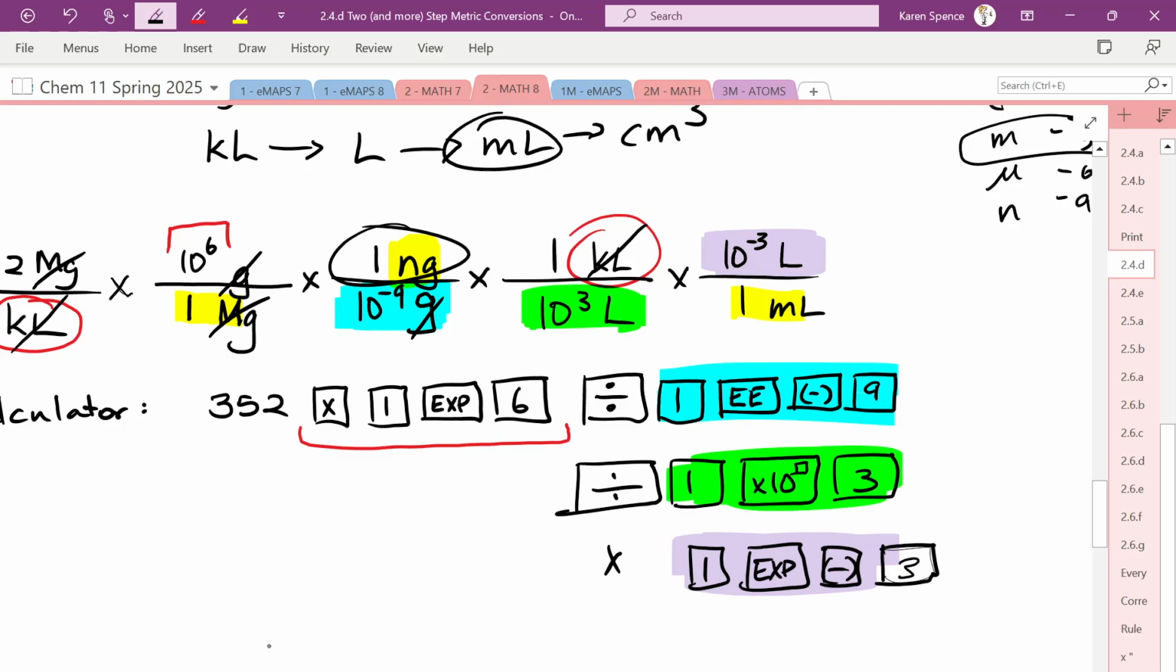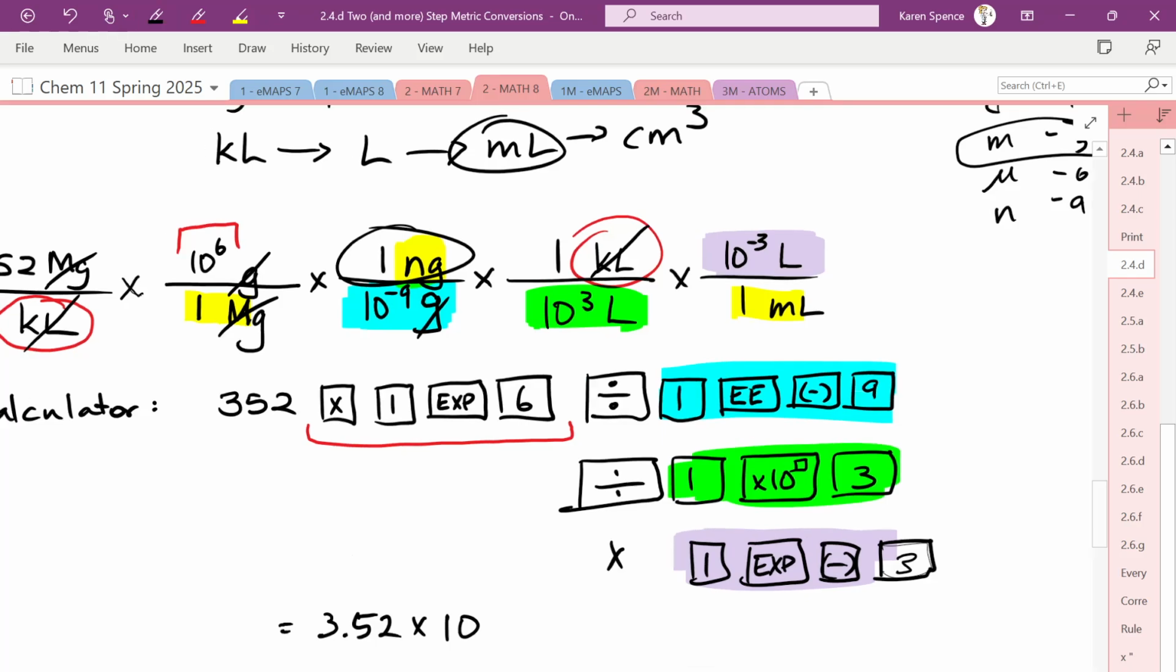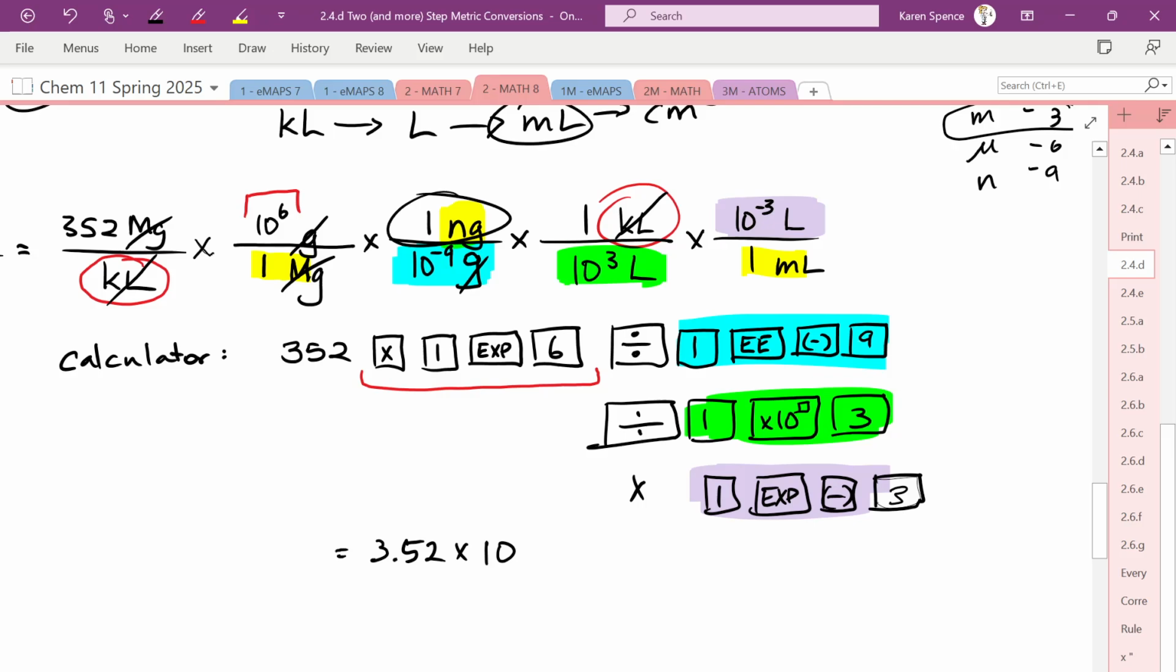All right, you throw that all in there and you should get 3.52 times 10 to the, and I'll let you tell your partner first before I tell you. 3.52 times 10 to the 11, hopefully, fingers crossed. If you didn't get 11, come talk to me after class about your calculator, okay?